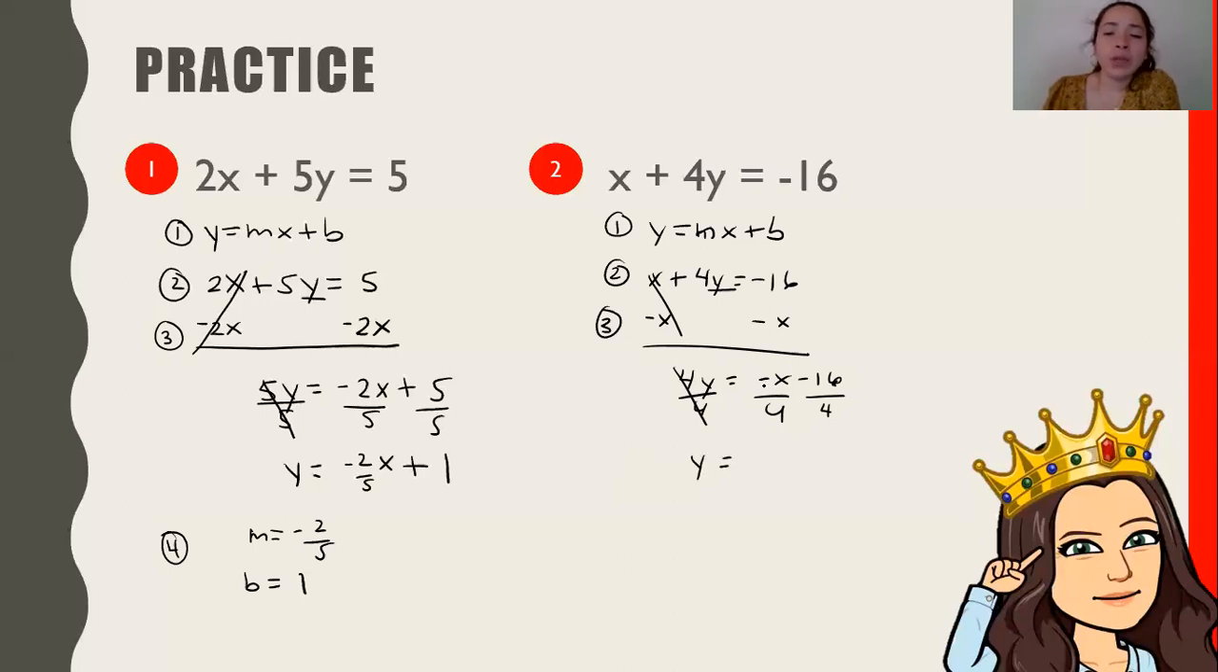Now here, it's negative x, so there's an imaginary 1. I can leave it as is, or I can write it like this so it's a little bit more clear when it comes to writing your slope. And then step 4 would just be identifying your slope and your y-intercept. My slope is in front of my x. My y-intercept is at negative 4.